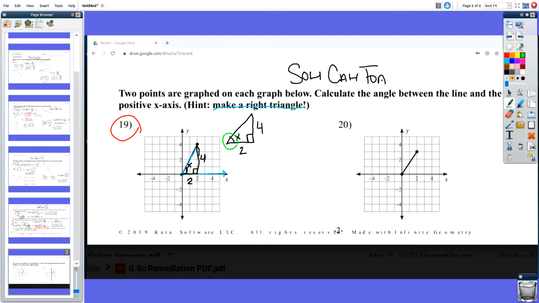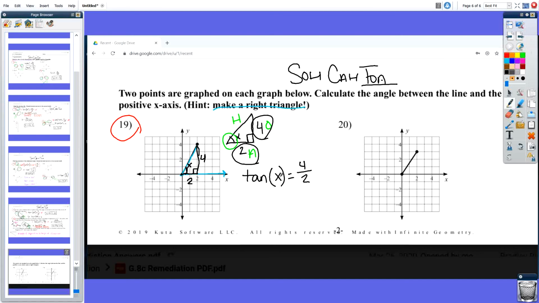I'm going to circle my angle. I'm going to label my hypotenuse, my opposite side, and my adjacent side. I can see that I'm going to be using my opposite and my adjacent side because those are the two sides that have been labeled with values. Since I'm using opposite and adjacent, I know I'm going to be using tangent to solve this problem. So I can now set it up. Tangent of x is equal to opposite over adjacent, 4 over 2.